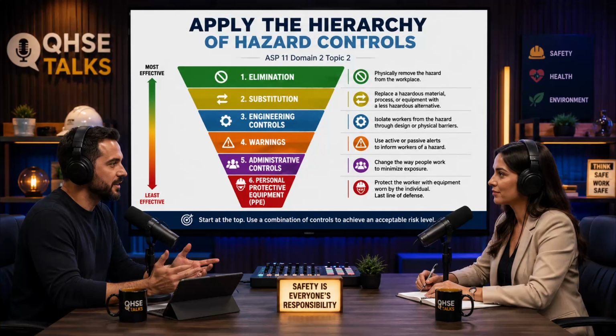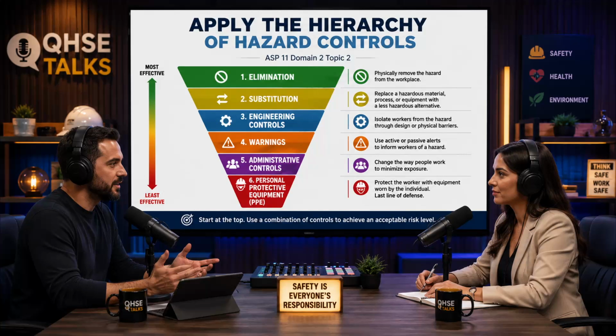Immediately following that is substitution. We cannot remove the hazard, so we replace the dangerous chemical, process, or machinery with an alternative that possesses a fundamentally lower potential for severe harm. When removal and substitution are exhausted, we deploy the physical barriers, engineering controls. We leave the hazard in the environment, but we utilize design changes, acoustic enclosures, ventilation systems, and interlock guards to physically isolate the human being from the kinetic or chemical danger.